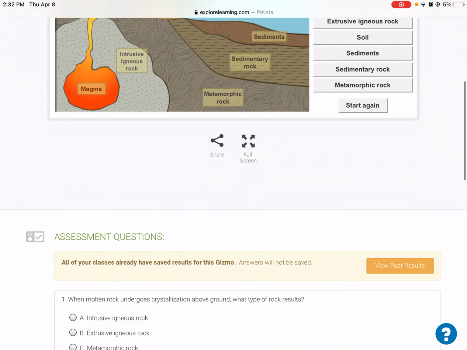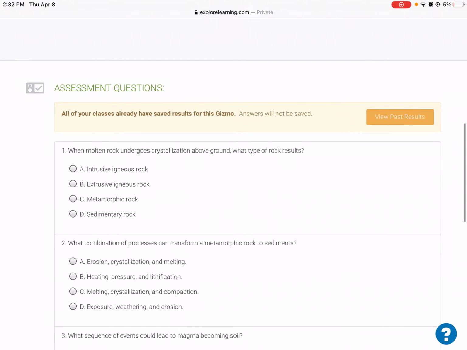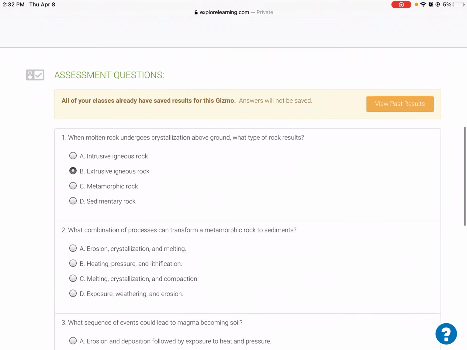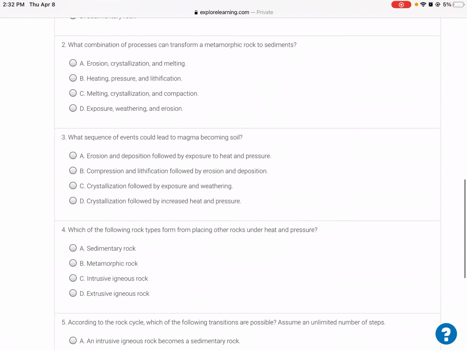So now let's answer some questions for the Gizmo. When molten rock undergoes crystallization above the ground, what is the result? You get extrusive igneous rock. What combination of processes can transform a metamorphic rock into sediment? First you have to melt it to magma. You can erode it, crystallize it, and then melt it again.